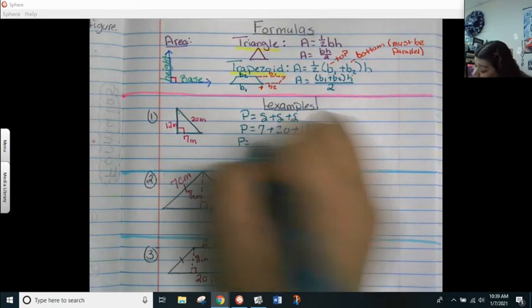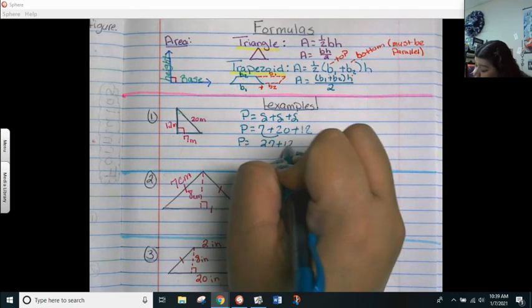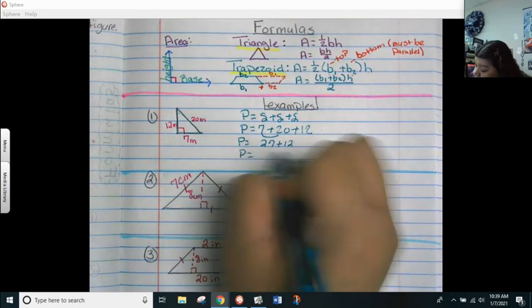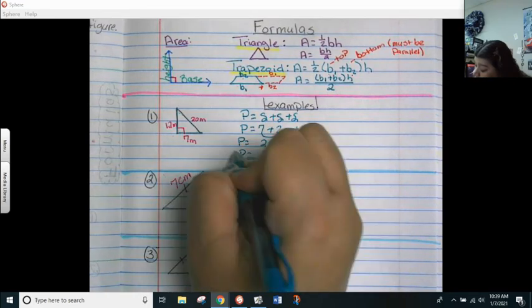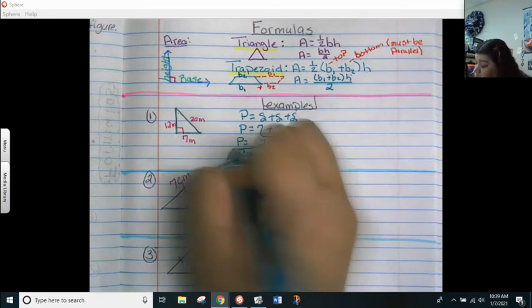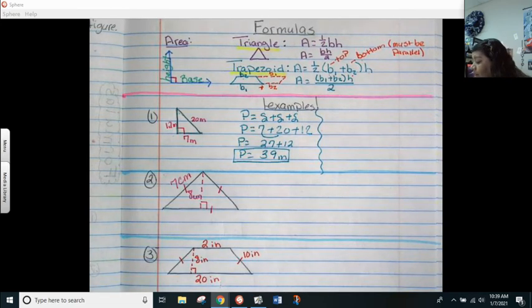Now let's add. 7 plus 20 is 27. And then 27 plus 12 is 39 meters. Remember, perimeter is going to have single units, so it's just going to be 39 meters. Okay, just 39 meters.